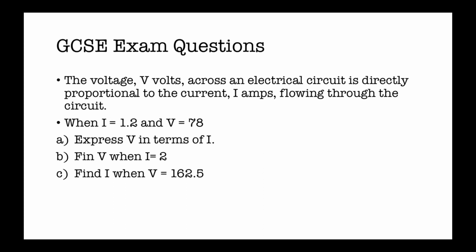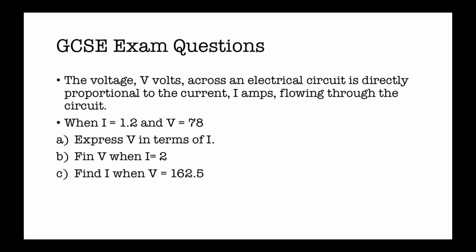The voltage, V volts, across an electrical circuit is directly proportional to the current of I amps flowing through the circuit. When I equals 1.2 and V equals 78, A, express V in terms of I. B, sorry, that's supposed to say find V when I equals 2, and then C, find I when V equals 162.5.